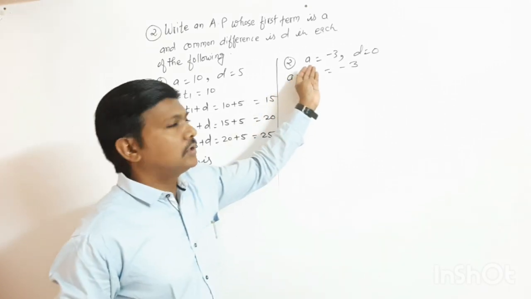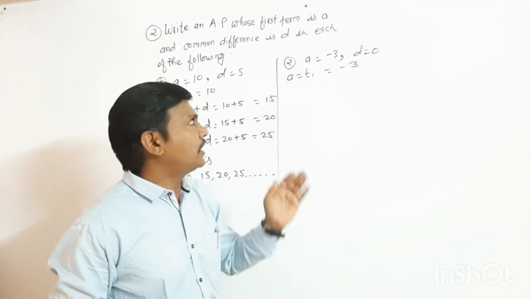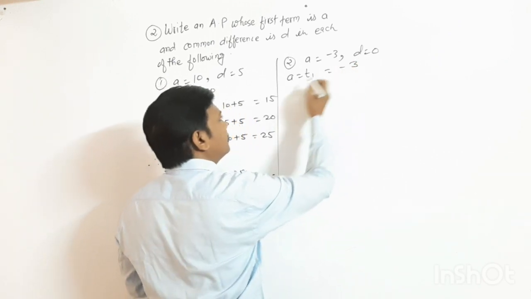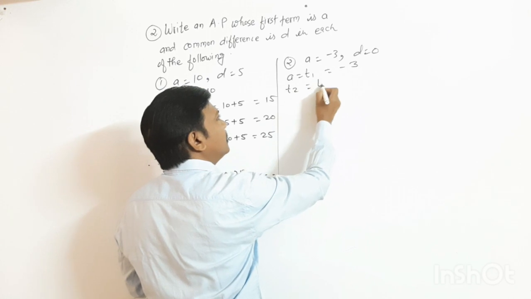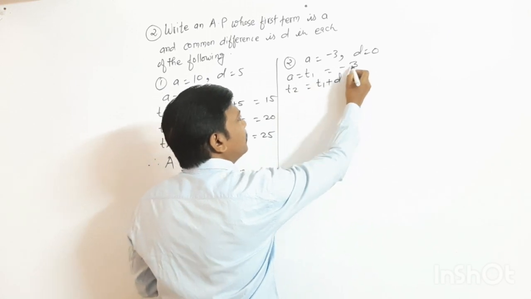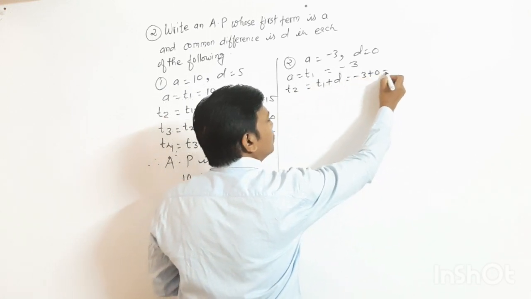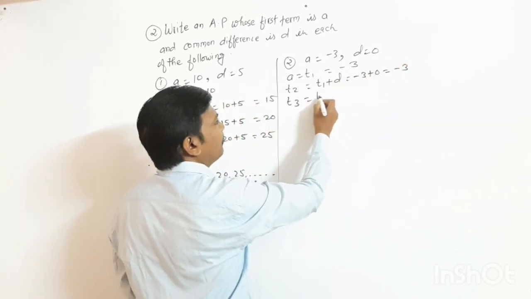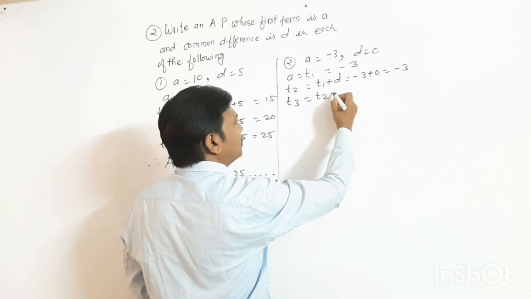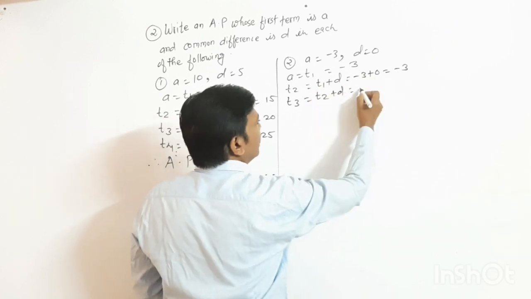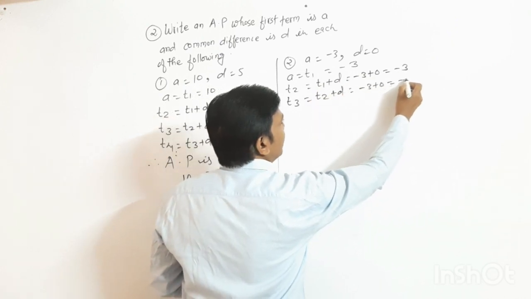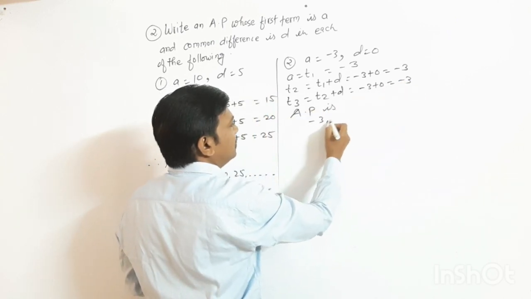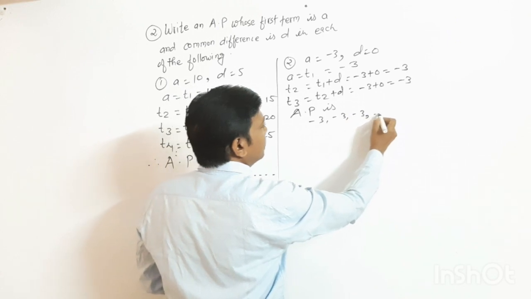See the second, here A is minus 3 and D is 0, means first term is T1, that is minus 3. Then T2, we know, is T1 plus D, so T1 is minus 3, again D is 0, so the second term is also minus 3. Then T3 equals T2 plus D, means T2 again minus 3 plus 0, so minus 3. So here the AP is minus 3, minus 3, minus 3 and so on.